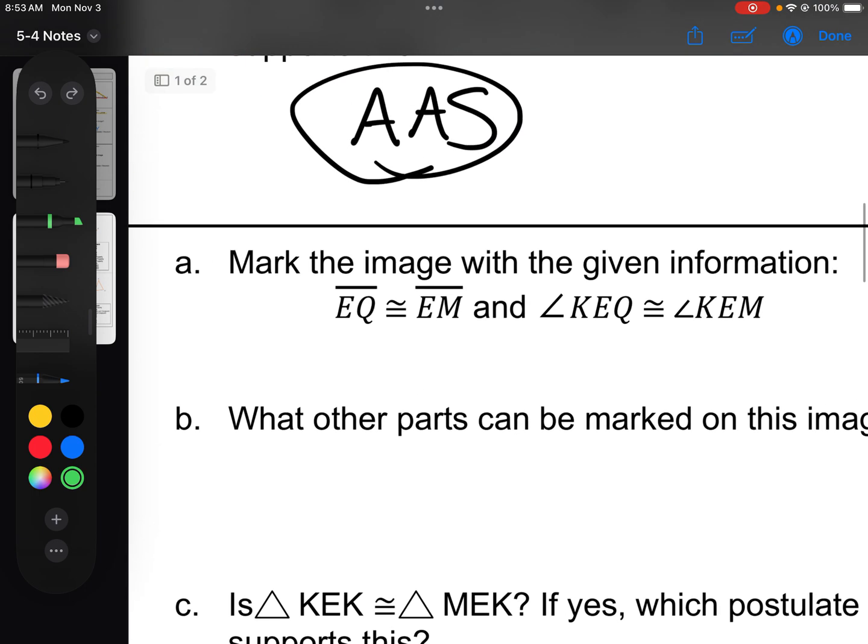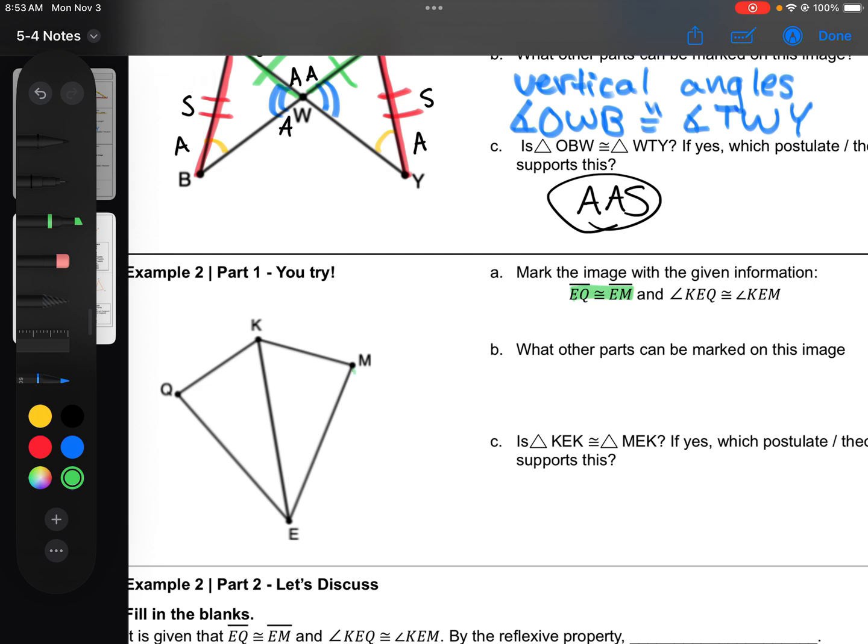Okay? So I have segment EQ is congruent to segment EM. I'm going to mark any given information. So EM, EQ. So once we have those, I'm going to put tick marks to mark that they're congruent. We also are given that angle KEQ is congruent to angle KEM. So KEQ and KEM. All right. What other parts can be marked on this image? So I'm looking here, and right in the middle, KE is congruent to itself by the reflexive property. Okay.